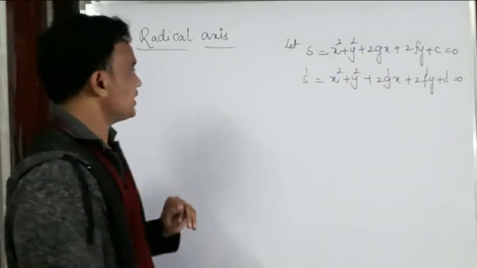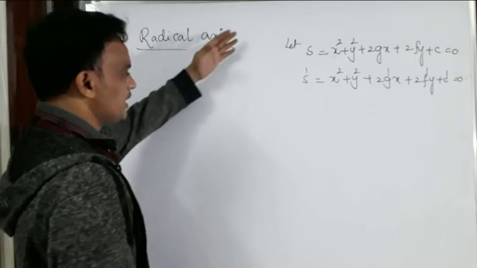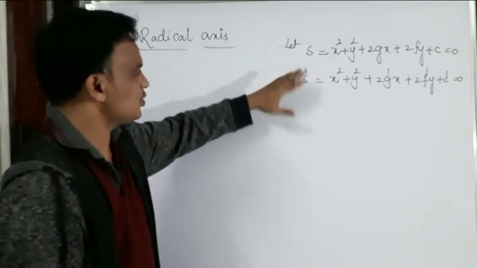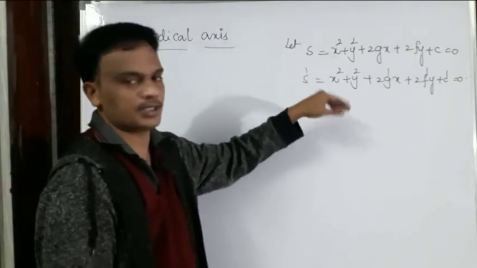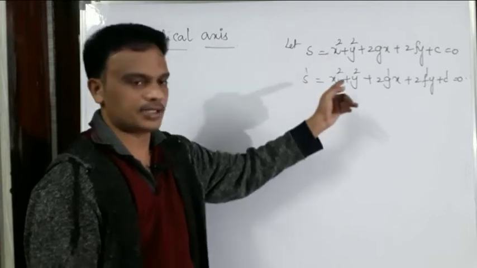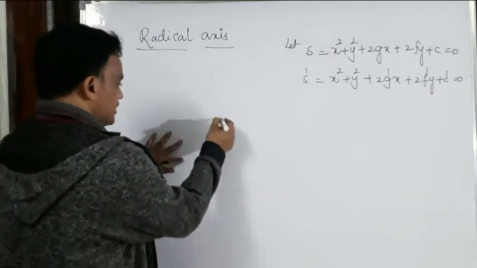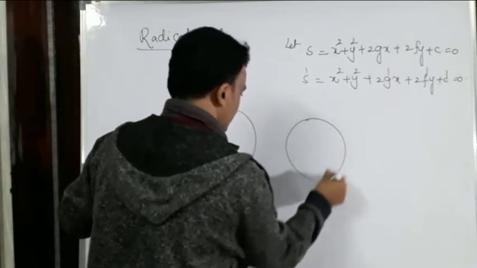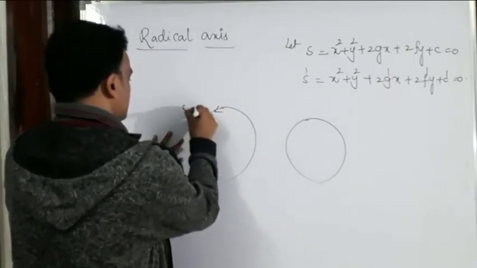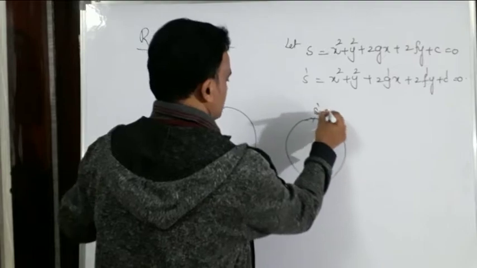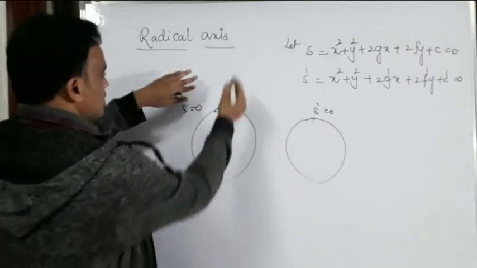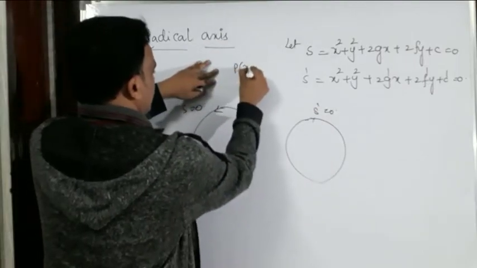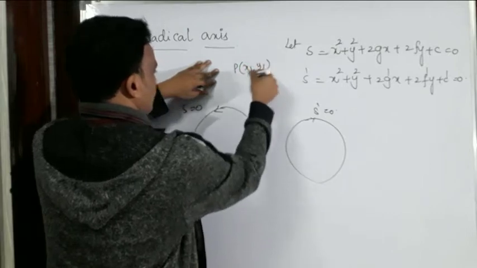So the next topic is radical axis. What is the radical axis of the given two circles? Let us take the two circles, S and S dash. This is the first circle, S and S dash. S equals 0, S dash equals 0. So let us take the point P, x1 and y1.